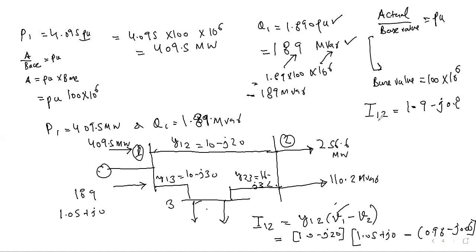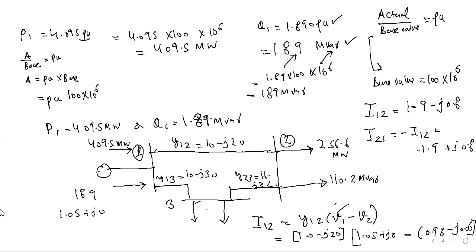0.8. On similar grounds, I can write my I21 is equal to minus I12, which is minus 1.9 plus J0.8.